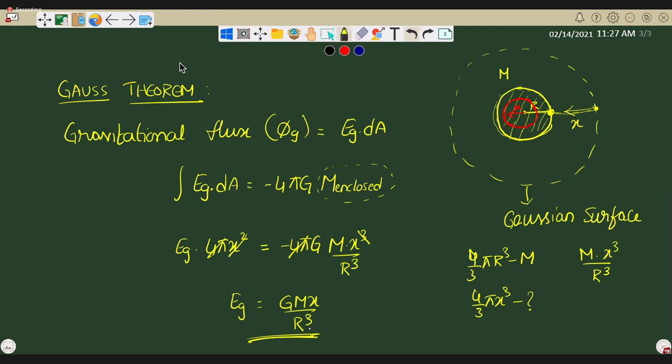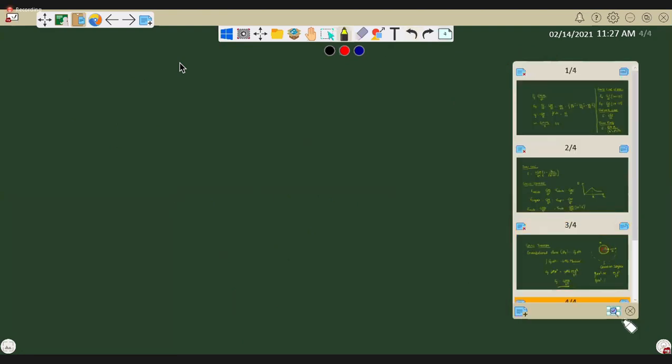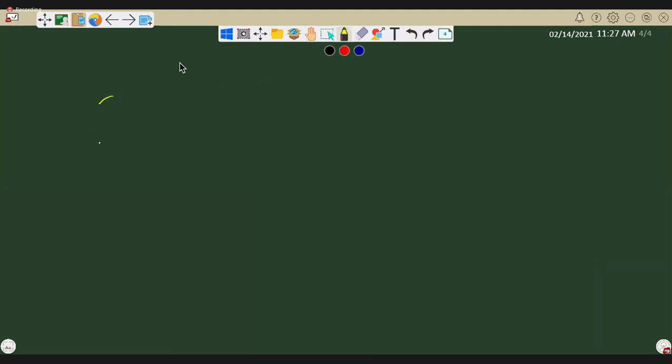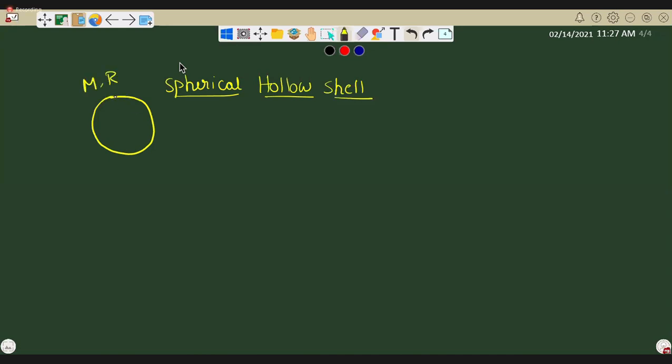Understood your Gauss theorem? Is it clear? Yes, sir. Okay. What we will do is, I'm going to take a spherical hollow shell. What do I mean by hollow? It has mass M and radius r. Inside there is no mass. The mass is only on the outside, right?